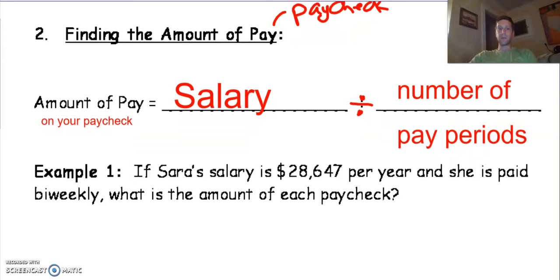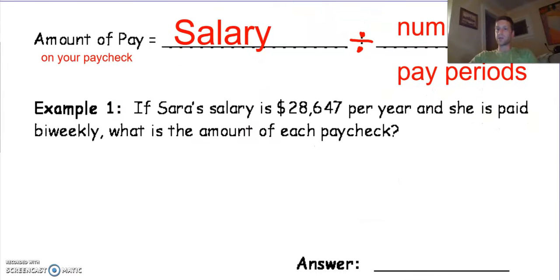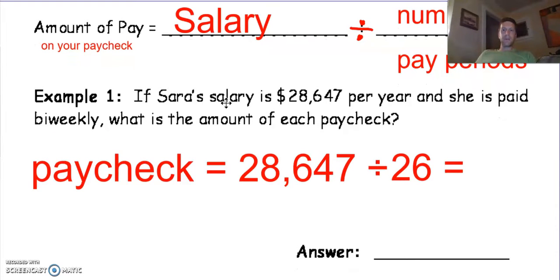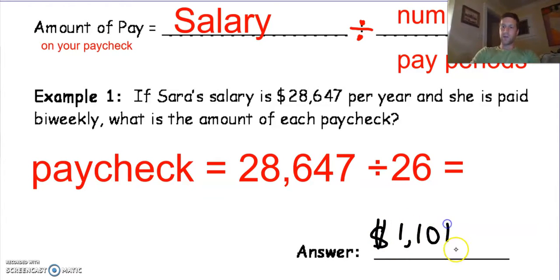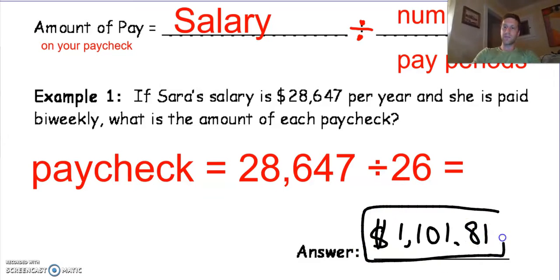So Sarah, in example 1 here, gets $28,647 per year. She gets paid bi-weekly. What's the amount of the paycheck? You can see we're dividing by 26, because bi-weekly means 26 paychecks. And when we divide this out, we get $1,101. And I think rounding, it's $1,101.81. So that's every paycheck.